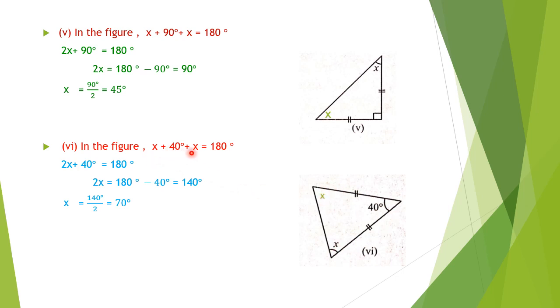x plus 40 degree plus x is equal to 180 degree. x plus x is equal to 2x. 2x plus 40 degree is equal to 180 degree. Okay, so 2x is equal to 180 degree minus 40 degree, which is 140 degree. Therefore, x is equal to 140 degree divided by 2, which is 70 degree. And you see whether our answer is correct. Here x we got as 70 degree, this is also 70. 70 plus 70 is 140. 140 plus 40 is 180. Okay, children, we are getting the angle sum property of the triangle. So our answer is correct. Okay, children.